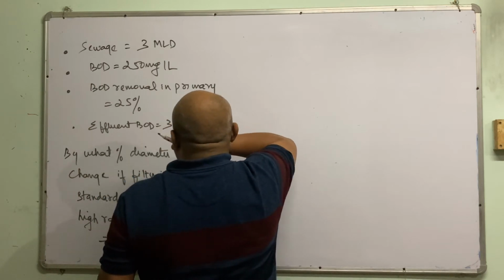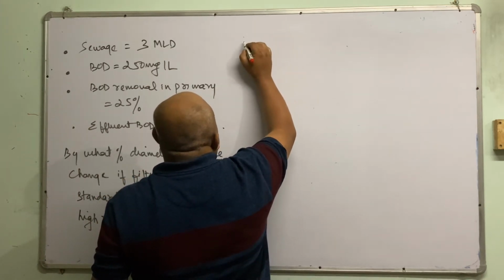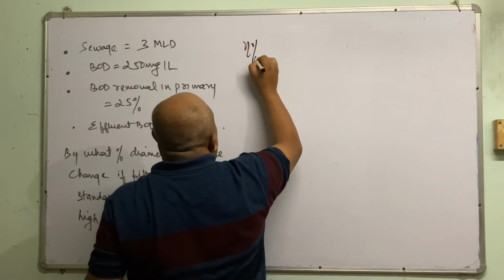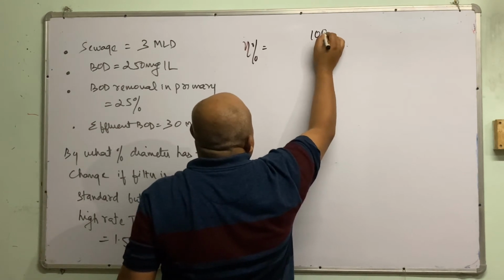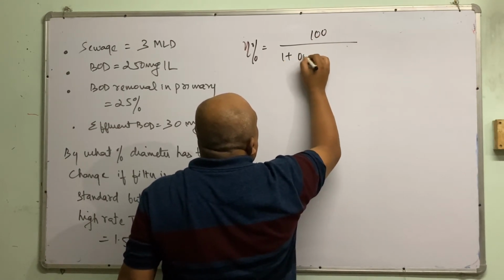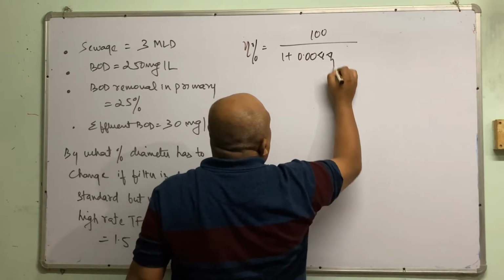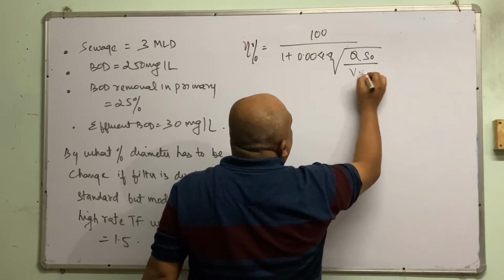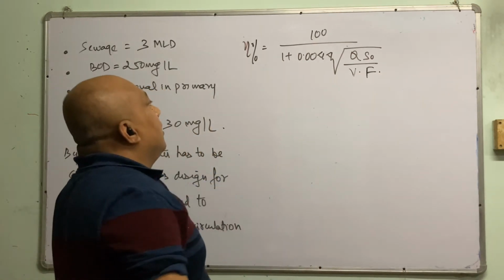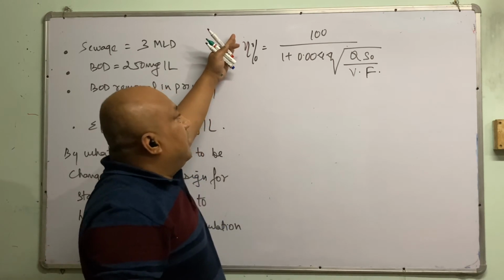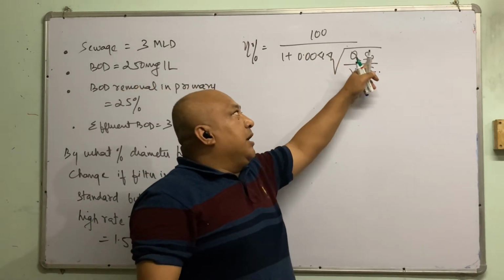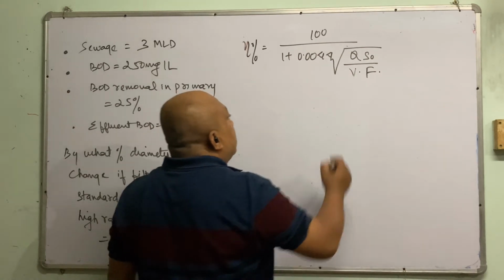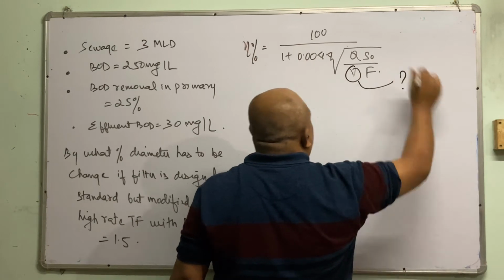Now, simply what you write is, percentage efficiency is equal to 100 divided by 1 plus 0.0044 root over QS naught by V into F. So we want to find the performance of the trickling filter. Q we have, S naught we have, F we have, and we have to find the volume. So this volume is the one we have to find.